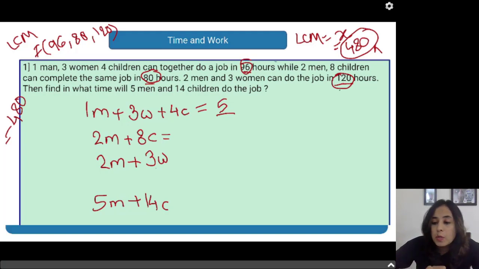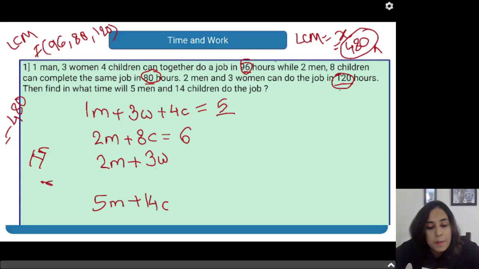Then 2 men and 8 children take 80 hours to make 480 units, which means 480 divided by 80 comes out as 6. So in 1 hour, they are going to make 6 units. So I am finding out the value in 1 hour, how many units can be produced. Similarly, I have 2 men and 3 women, and they are doing the job in 120 hours, which means in 1 hour they are going to do 480 divided by 120 units, which comes out as 4 units.